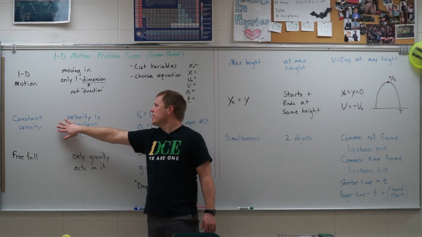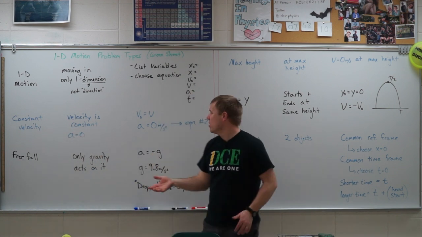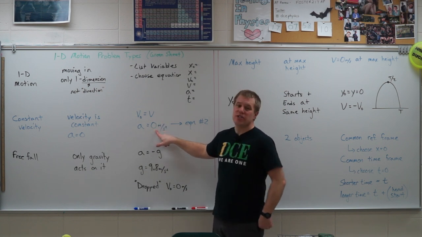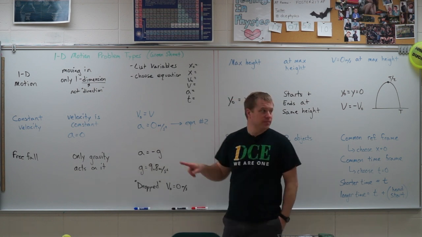Constant velocity: you know you have a constant velocity problem because it says the velocity is constant or it says the acceleration is 0. If that is true, the initial and final velocities are the same number and the acceleration is equal to 0 meters per second squared, which means use equation number 2.